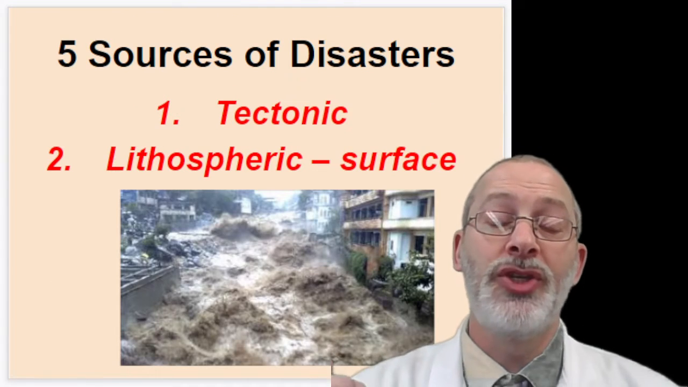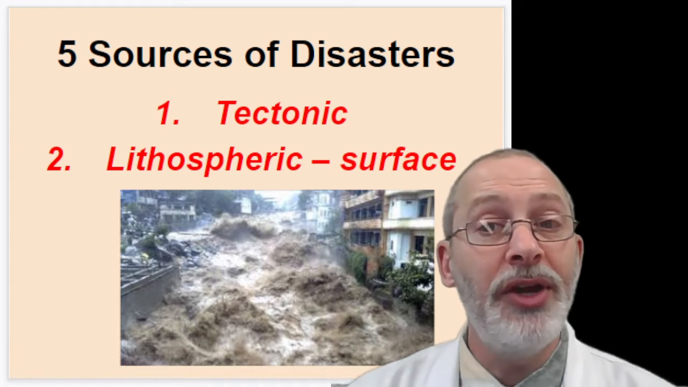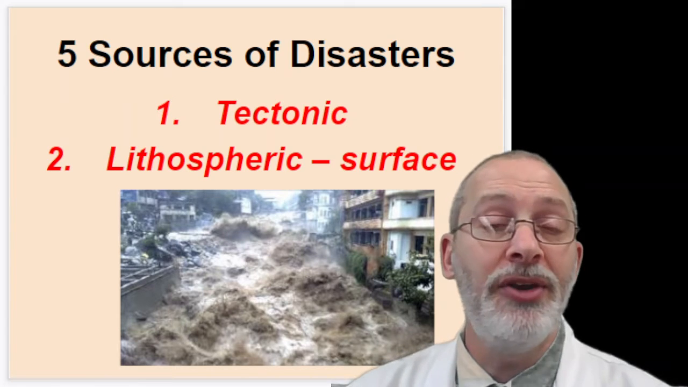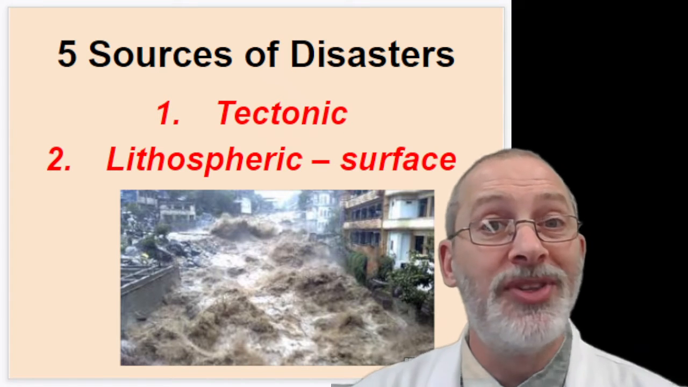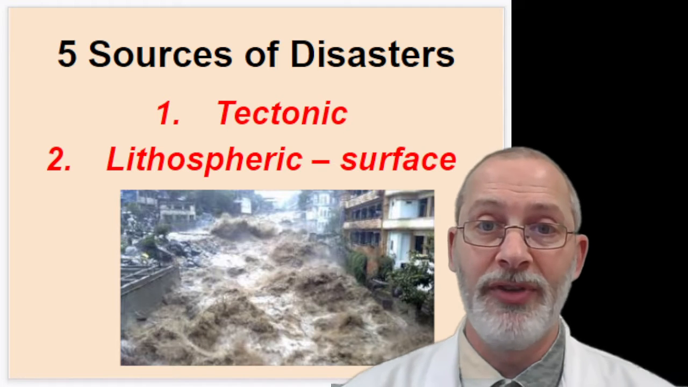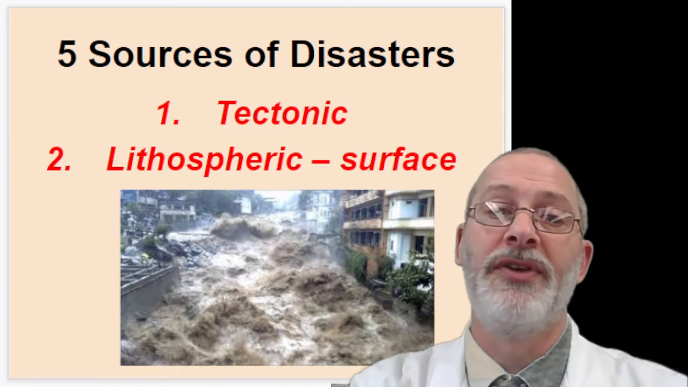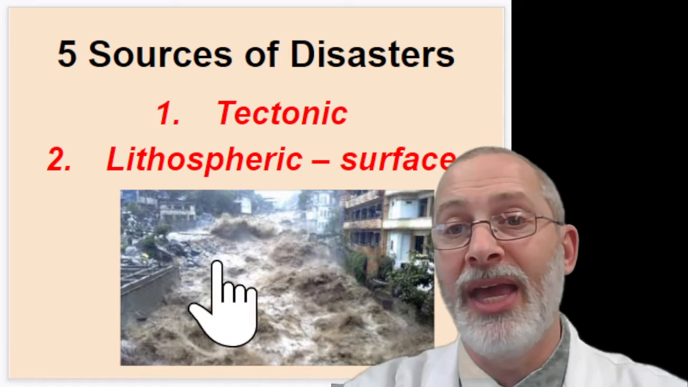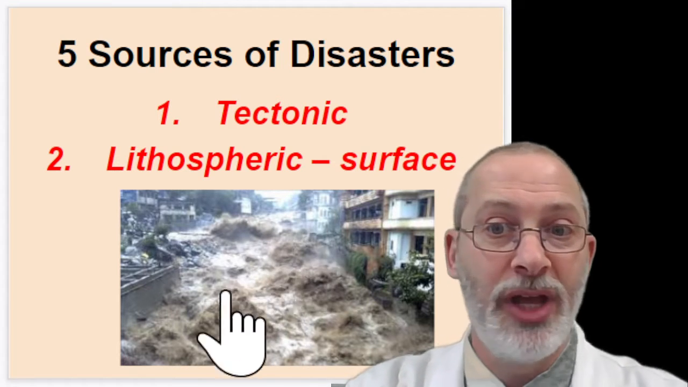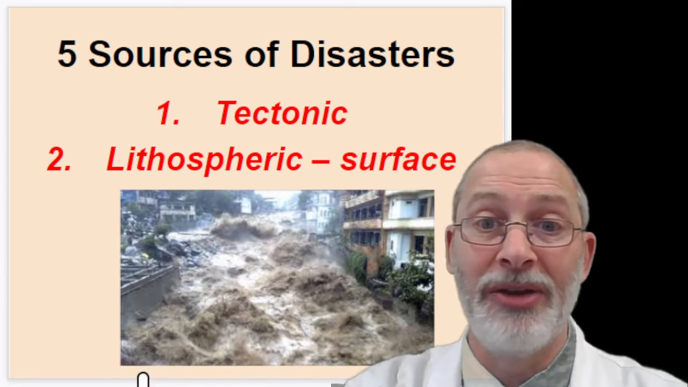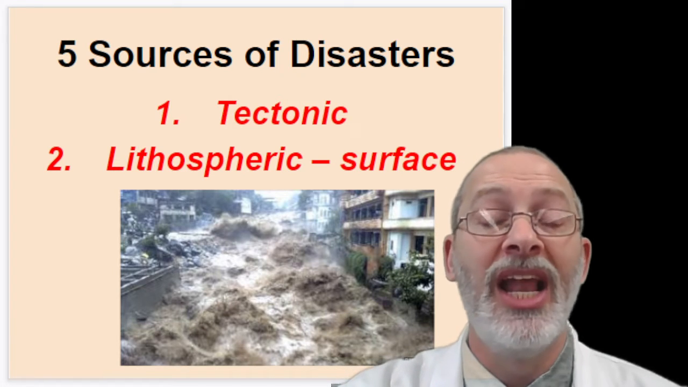That brings us to the second source of disasters, called lithospheric sources. Lithospheric refers to the lithosphere, which describes the surface of the Earth itself. So lithospheric sources are those that happen on the surface of the Earth. And here, this is a picture of a tremendous flash flood. A flash flood happens on the surface of the Earth, and it can wreak havoc along the way. So the second source of disasters is lithospheric.